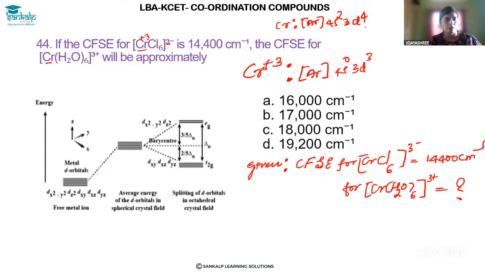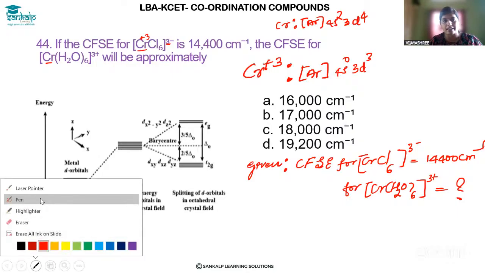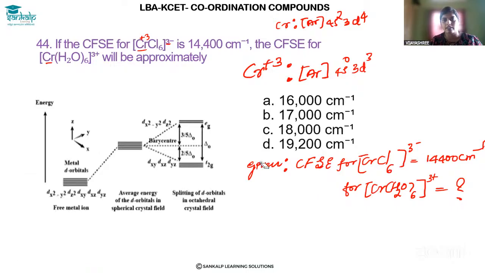Right. Now, what we are given here is an octahedral complex. There are 6 ligands, which means it is an octahedral complex. So how are the electrons distributed? The d electrons are distributed according to crystal field theory. Look here.